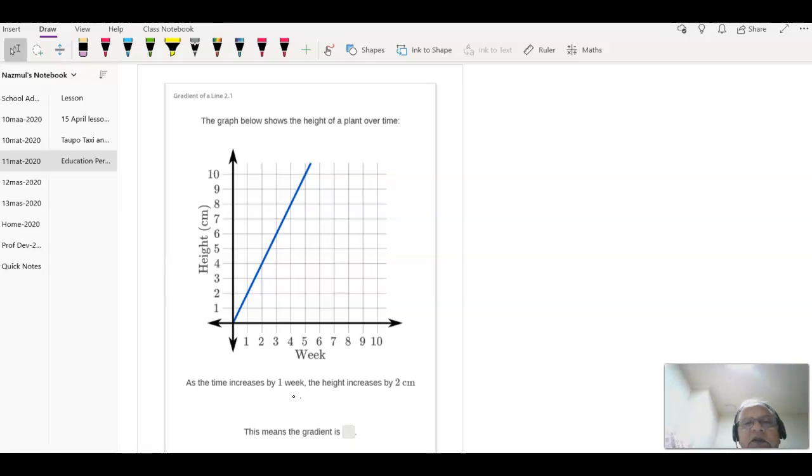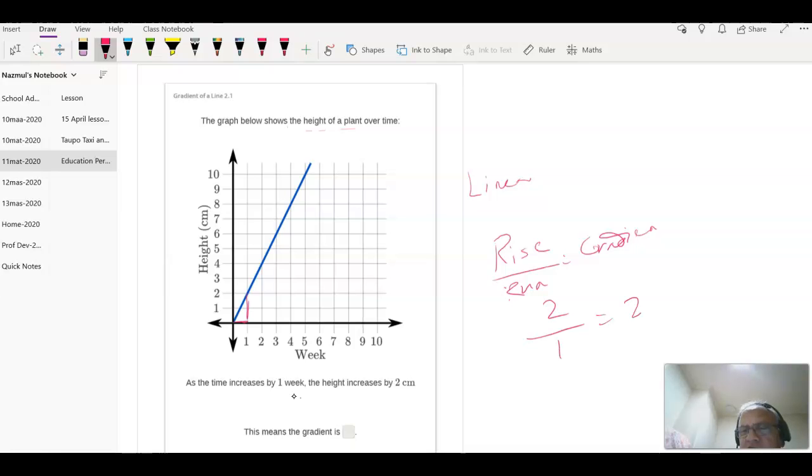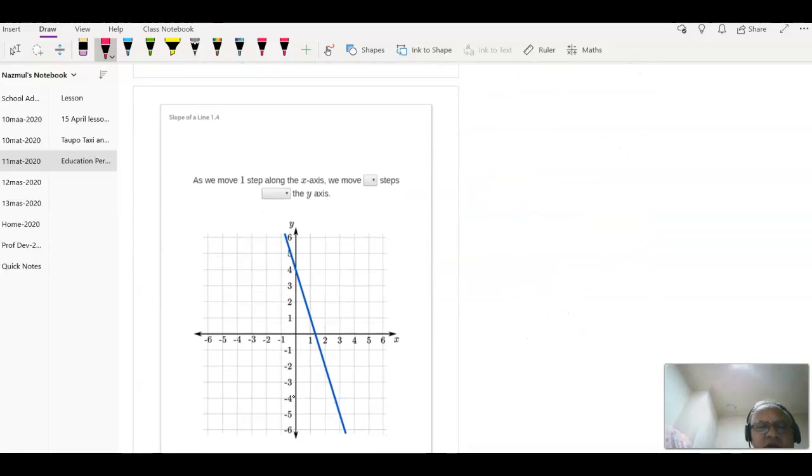Number 3, the graph below shows the height of a plant over time. Height, it's a linear function. Once again, linear, so as the time increases by 1 week, the height increases by 2 centimeters, which we can see. That means the gradient is rise over run, and the rise is 2 for 1. So let's move on to the next one.